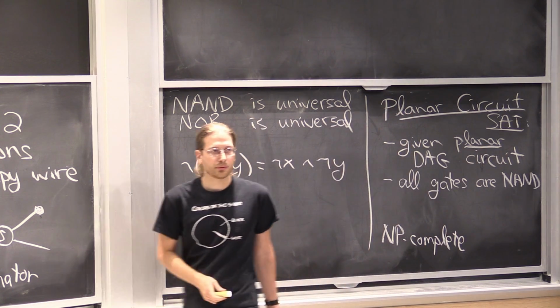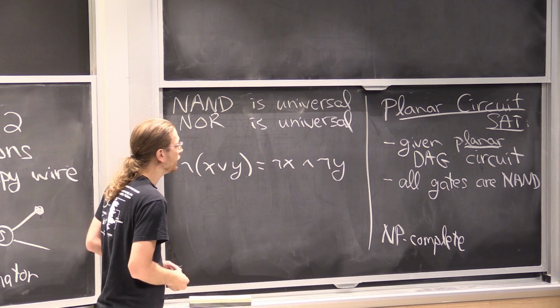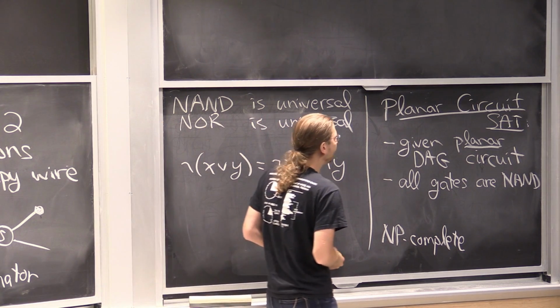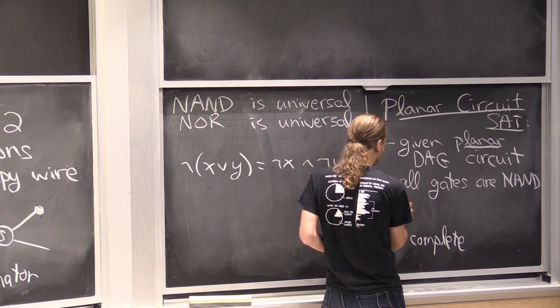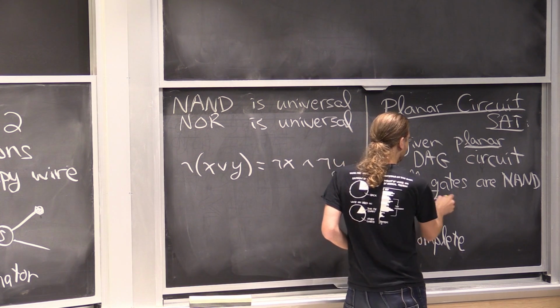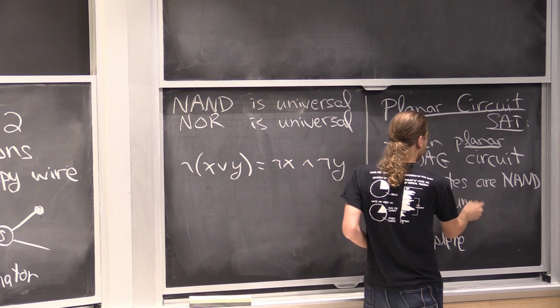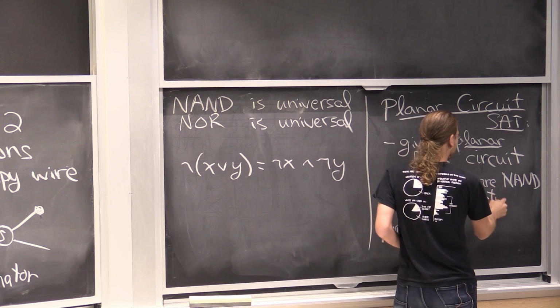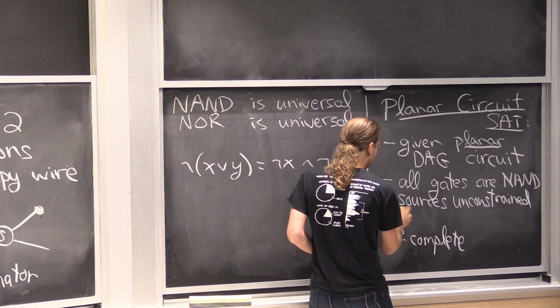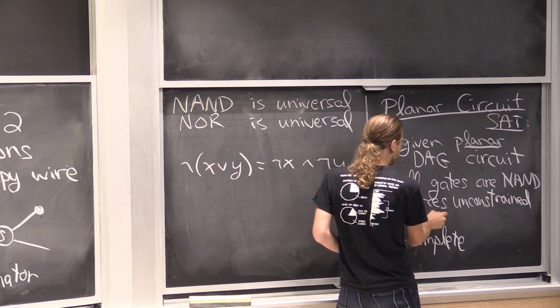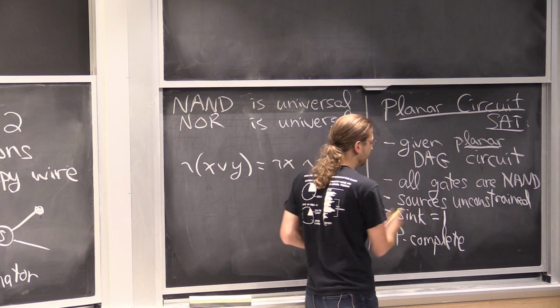Once again, Peter, this being checking whether a particular... Right, sorry. And at the end, you want it to be true. Thank you. So let's say the sources are unconstrained. So those represent the variables. And there's a sink, which is set to 1. And we could say there's just one sink.